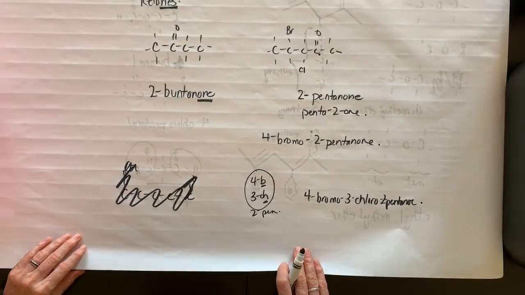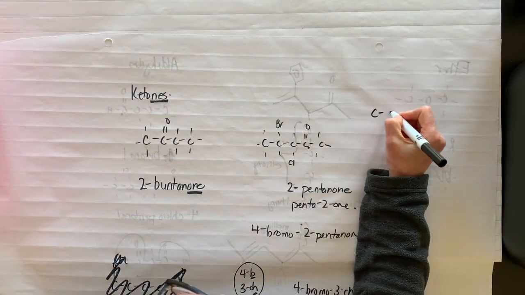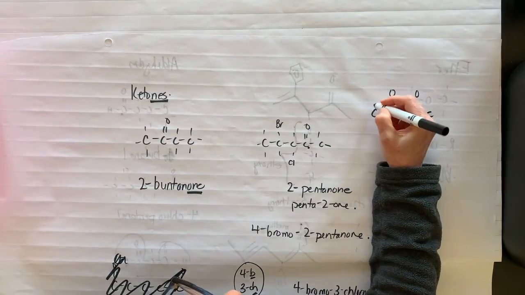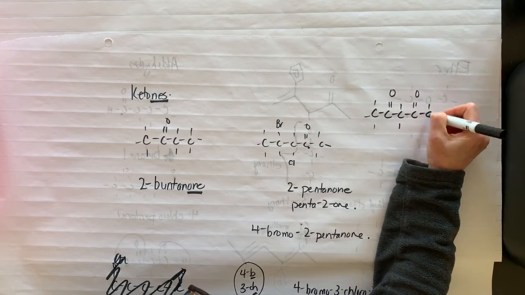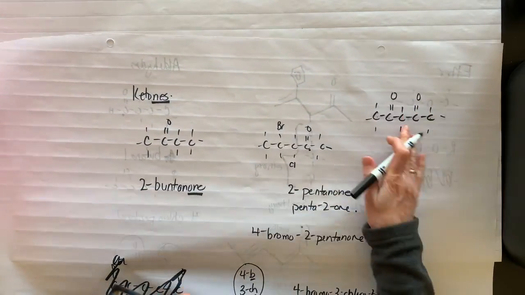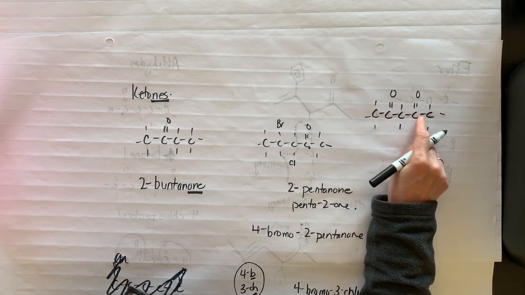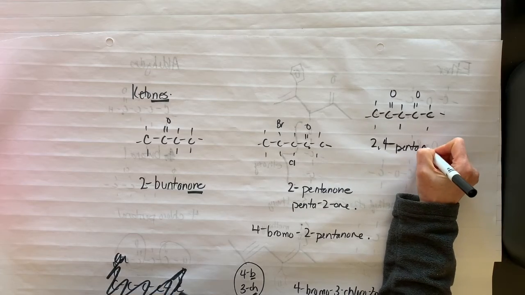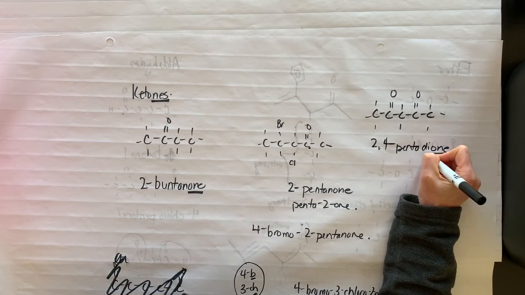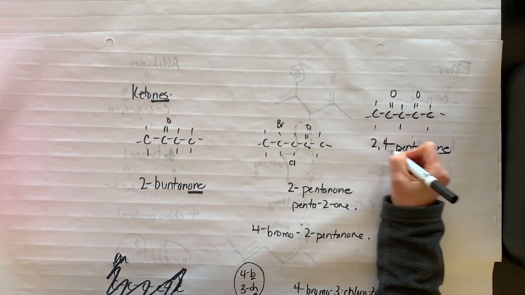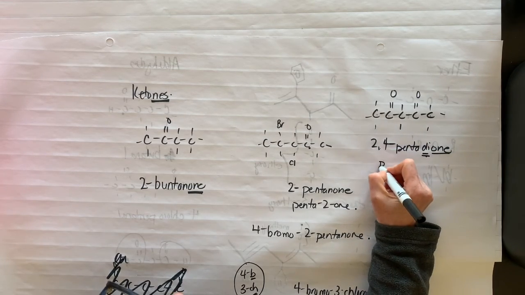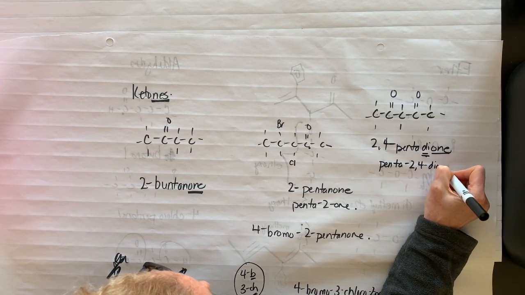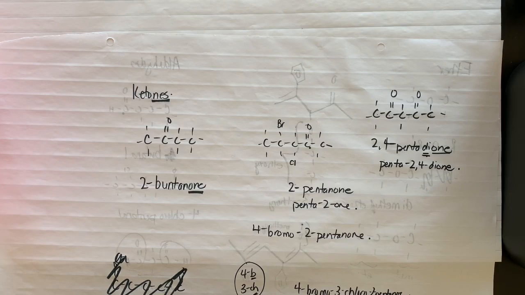And last thing, I promise, this is the last one. If I give you, let's see, this, put a double bond there, 1, 2, 3, 4, 5, something on the 2, something on the 4, that's a 2,4-pentanedione, so it's still a ketone. How many of them are there? 2. Where are they? In the 2 and the 4 position. Alternatively, you could say penta-2,4-dione. Okay, that's it. I'm done.